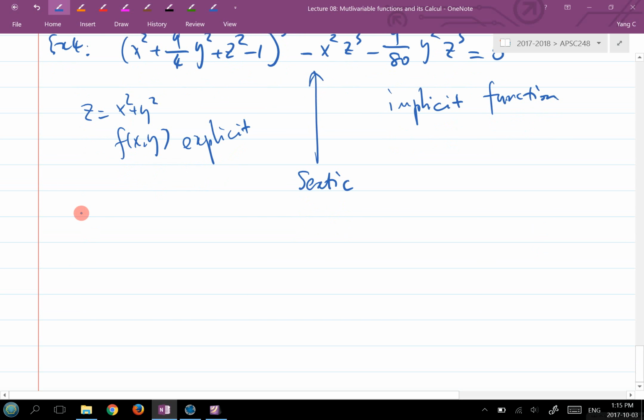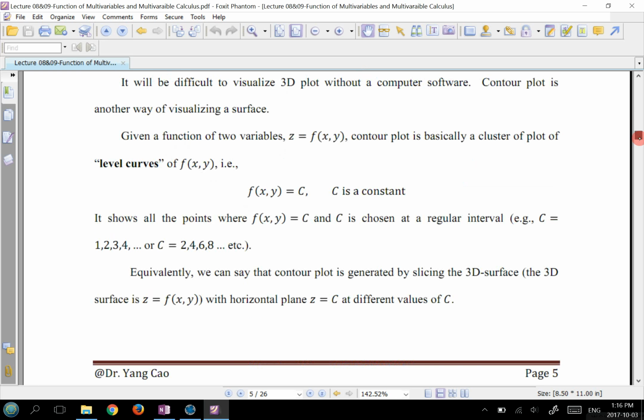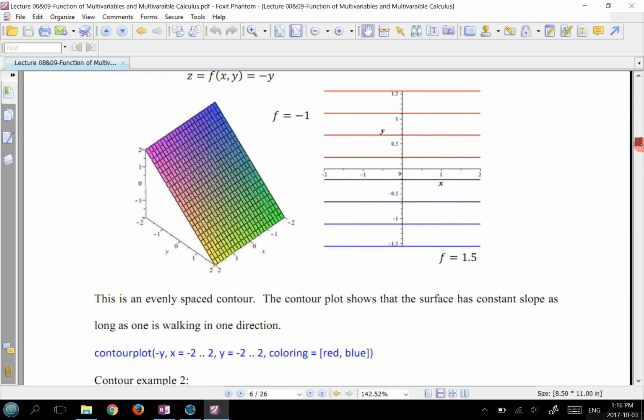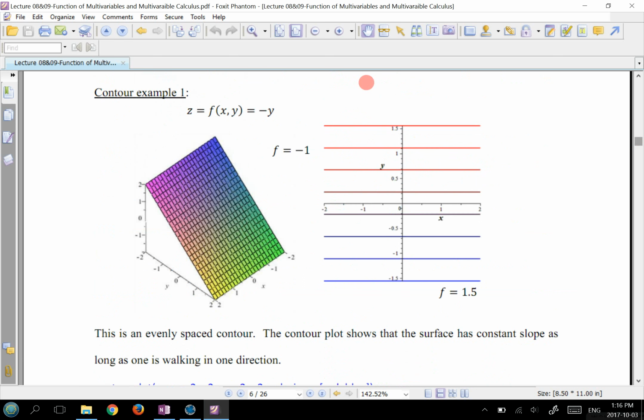What else can we do to visualize a surface then? Another option we can show is a so-called contour plot. This is also a very useful tool, especially if you're going into civil engineering, or if you're going to read a map or something. So what is a contour plot? I'll just quickly go over it. Essentially, you slice this surface with constant planes, layers of planes.